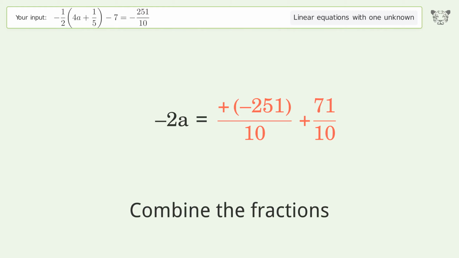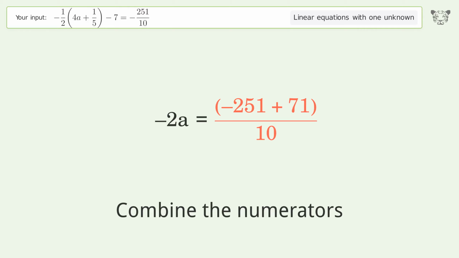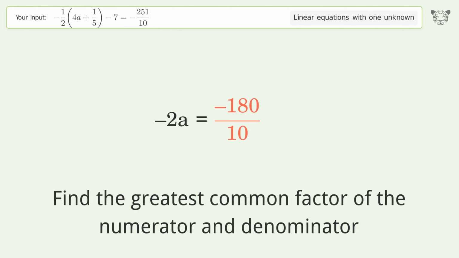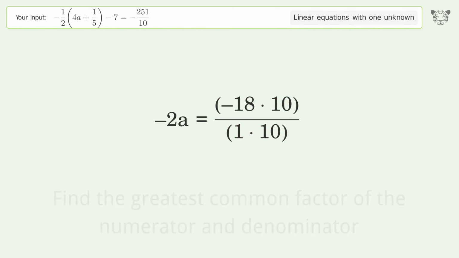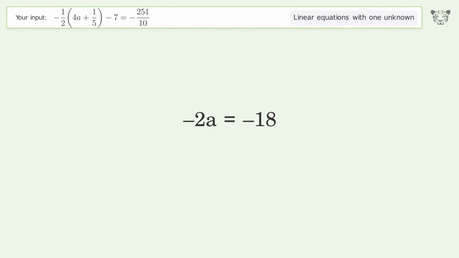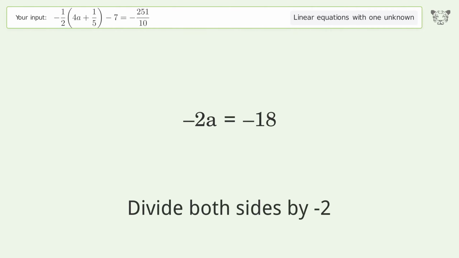Combine the fractions. Combine the numerators. Find the greatest common factor of the numerator and denominator. Factor out and cancel the greatest common factor. Isolate the a. Divide both sides by -2.